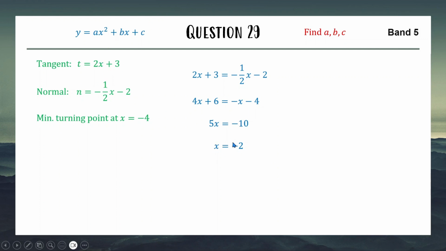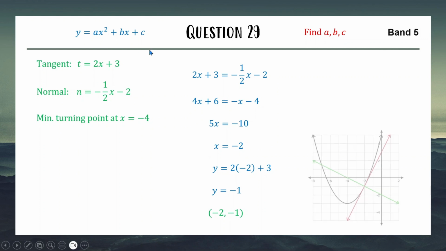I can sub that -2 into either of these two equations, and it's going to get me the y value as well. So I'll have a coordinate that both these lines go through, and it'll be a coordinate on our curve. So subbing into the nice one, which is the tangent, I get 2 times -2 plus 3, which gets me an answer of -1. So I know that (-2, -1) is a point on this line. That's going to be really useful.